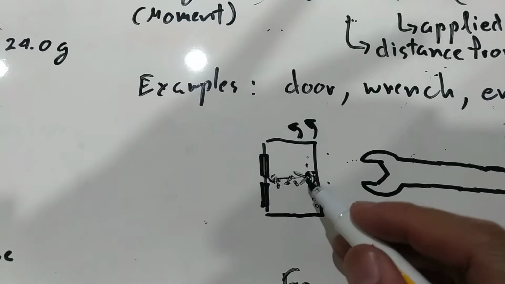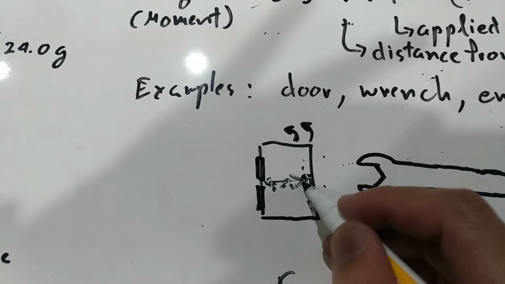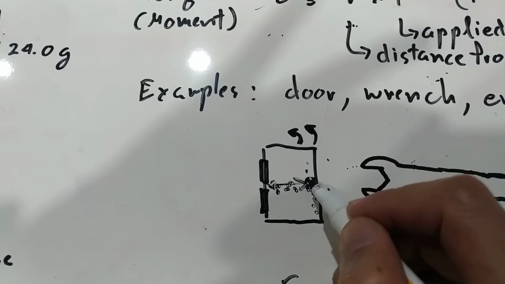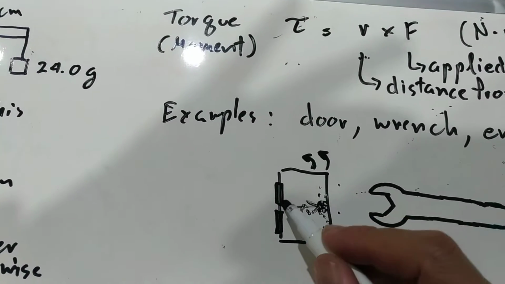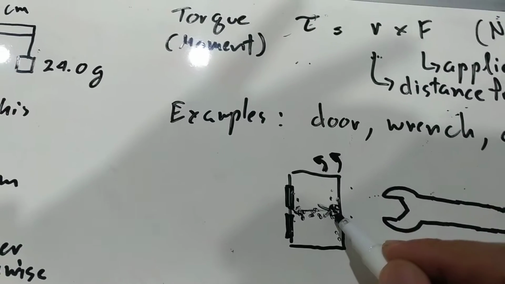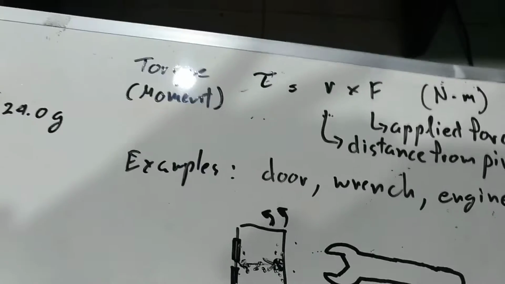The force is where you put your hand on the door and push it. So let's say you put your hand right here. That will be the force applied to this point, and the R, which is the distance, will be from the pivot point, which is the hinge, to the force, where you place your hand.